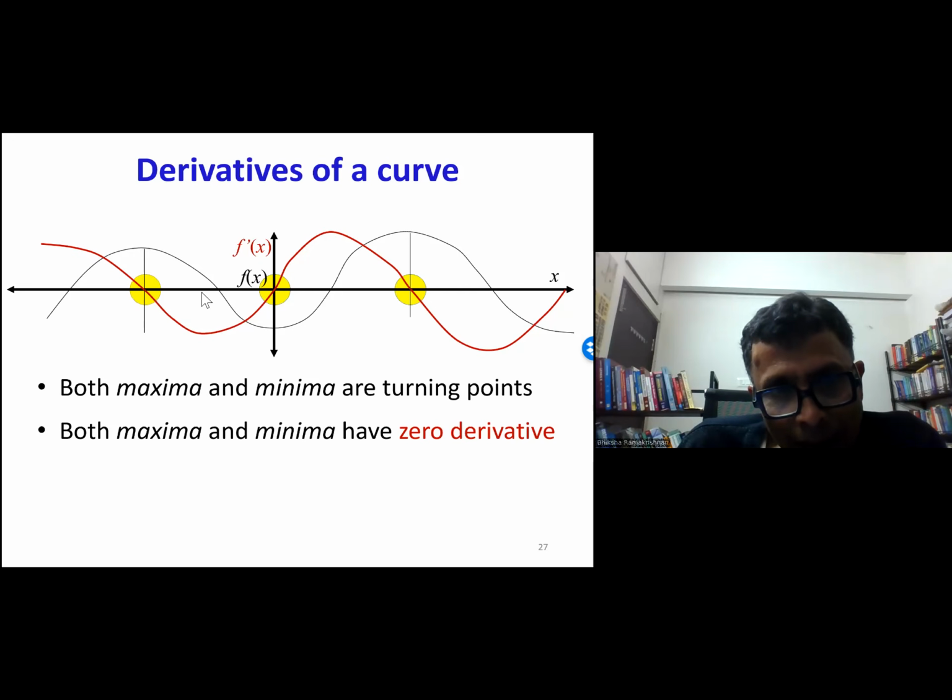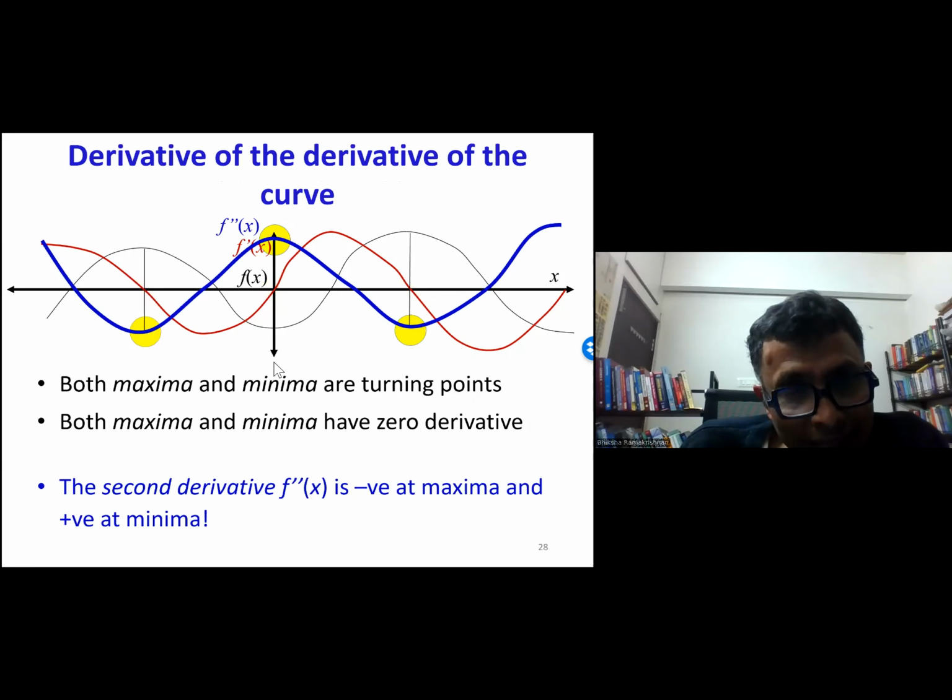So both maxima and minima will have 0 derivative. But then if you look at the slope of the derivative itself, you observe that when the function is going through a maximum, the derivative is going to go from being positive to being negative because the function is initially increasing and then decreasing. On the other hand, when the function goes through a minimum, the derivative goes from being negative to being positive because the function is initially decreasing and then increasing.